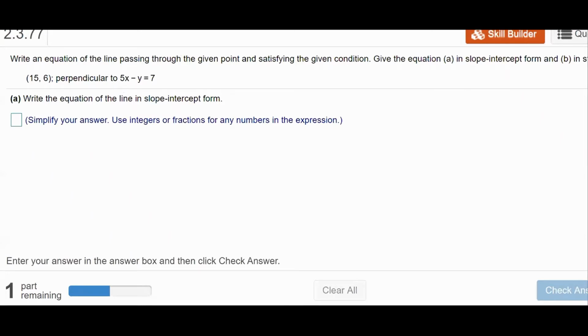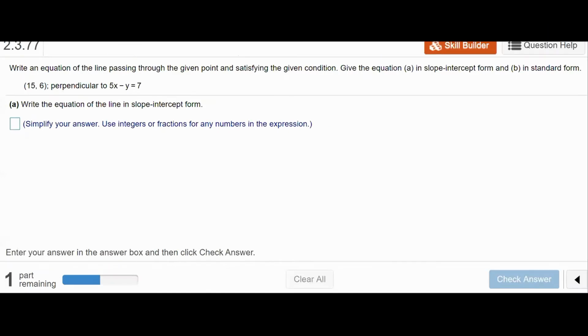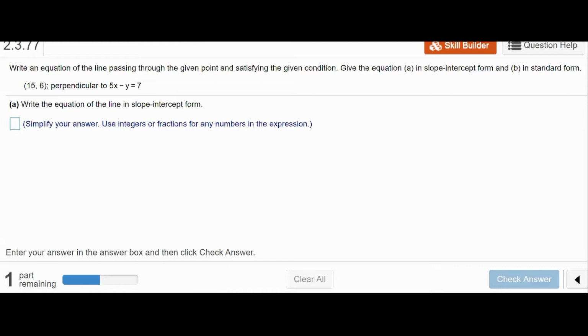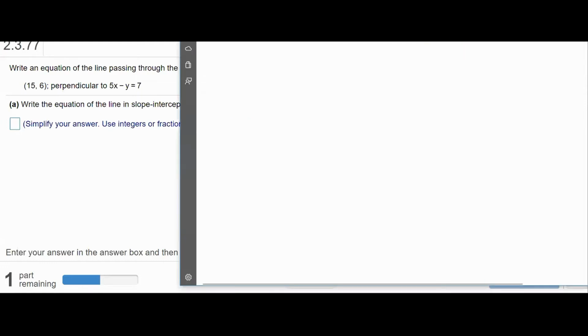Next, we are supposed to write in both slope-intercept form and standard form the equation of a line that goes through a particular point and is perpendicular to another line. I'm going to call the 5x minus y equals 7 my first line, and I'm going to write that this way, with a nice little scripty L. Line 1 has the equation 5x minus y equals 7.